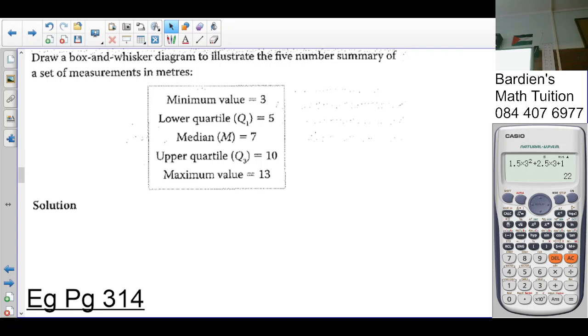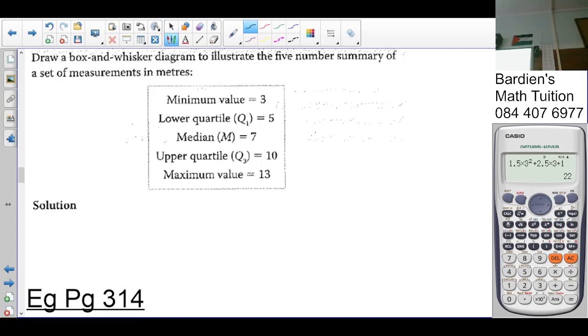Right. We are told a box and whisker diagram. Draw a box and whisker diagram to illustrate the 5-number summary of the set of measurements in meters. So here's a 5-number summary. Minimum value is 3. Your lower quartile, quartile 1, also known as your 25th percentile, is 5. Your median is 7. Your upper quartile is Q3, which is the 75th percentile, is 10, and your maximum value is 30. So we start with a scale.